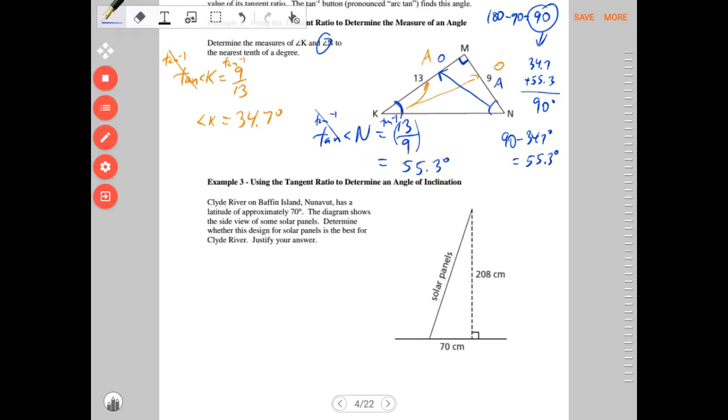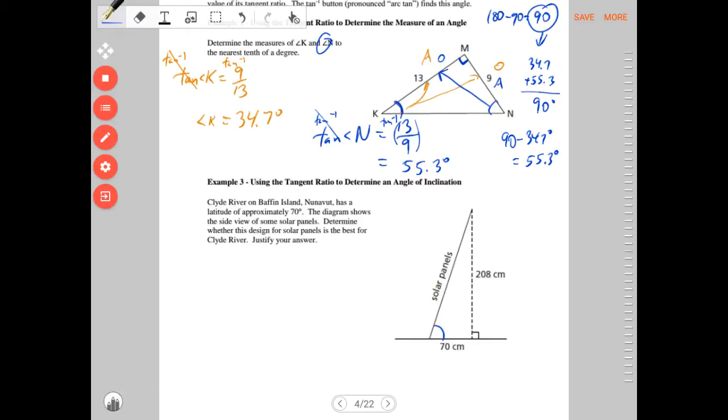Example 3. Using the tangent ratio to determine the angle of inclination. Clyde River on Baffin Island, Nunavut, has a latitude of approximately 70 degrees. The diagram shows the side view of some solar panels. Determine whether this design for solar panels is the best for Clyde River. Justify your answer. Now remember, the angle should be close to the latitude of where the house is. So we want to figure out the angle of inclination of the solar panel, and it should be close to 70 to be ideal.